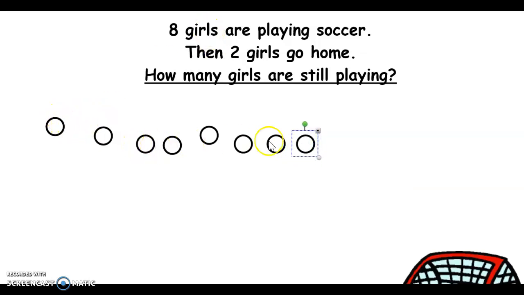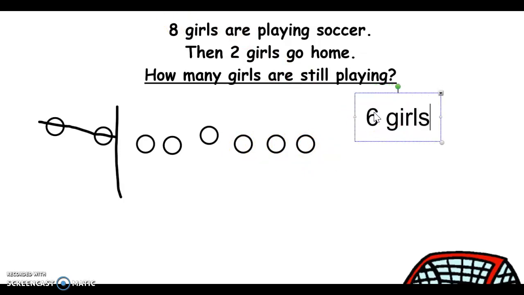We're pretending that these are the 8 girls. Now 2 of them are going to go home, so we have to count 2. 1, 2. Break it apart. Cross them off. Now we have to think, how many girls are still playing? Let's count them. 1, 2, 3, 4, 5, 6. Good, so our answer would be 6 girls.